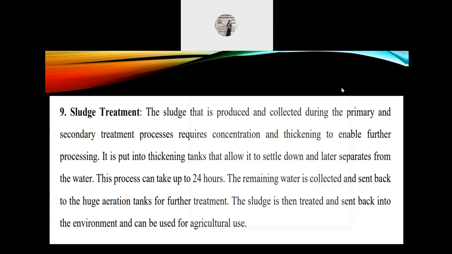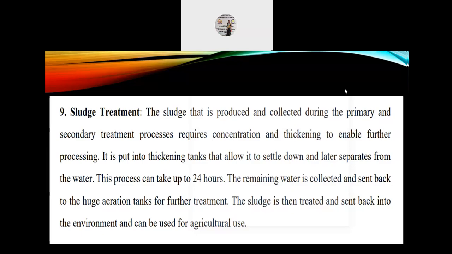Next, sludge treatment. The sludge that is produced and collected during the primary and secondary treatment processes requires concentration and thickening to enable further processing. It is put into thickening tanks that allow it to settle down and later separate from the water. This process takes up to 24 hours.